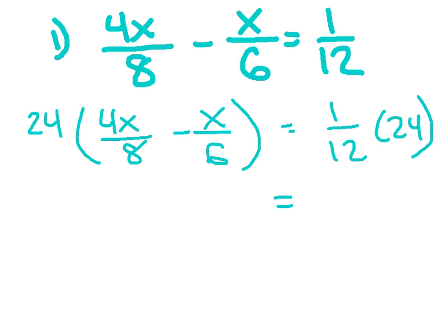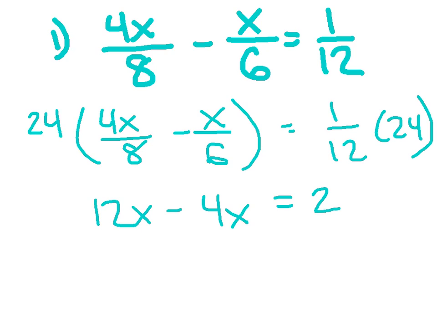So now, instead of 4x over 8, you will have 12x. And instead of x over 6, you should have 4x, or negative 4x. On the right side, 1/12 of 24, or times 24, is 2. And just to make sure, I got 12x from taking 24 times 4x over 8, and 8 and 24 cross-reduce to just 3 over 1. And so 3 times 4x is 12x.